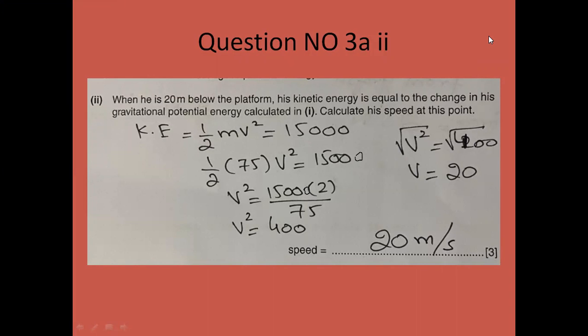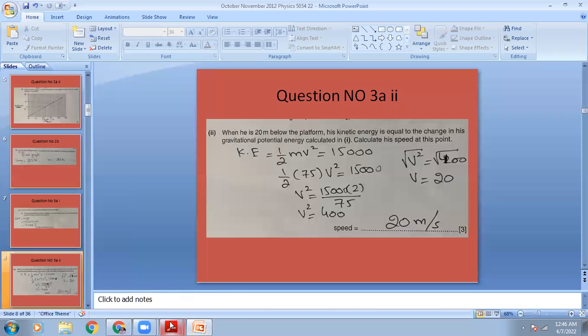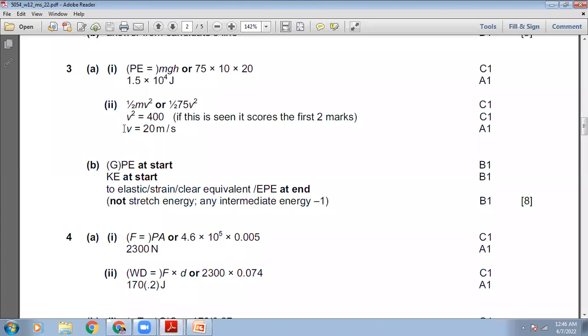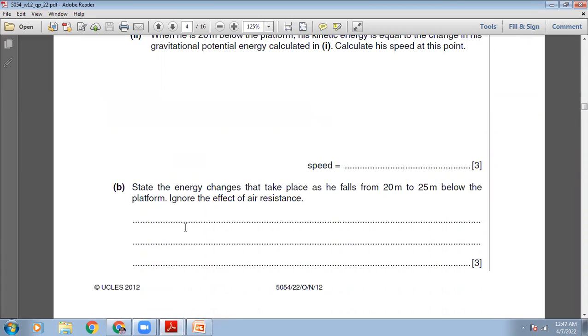So when I make v square alone, it will become 15,000 multiplied by 2 divided by 75, and that will be 400. So take the square root on both sides, so you will have 20. So the final answer will be 20 meter per second. So the velocity, or the speed at that moment, will be 20 meter per second. So you can see that our answer is right. So let's move to the next question.